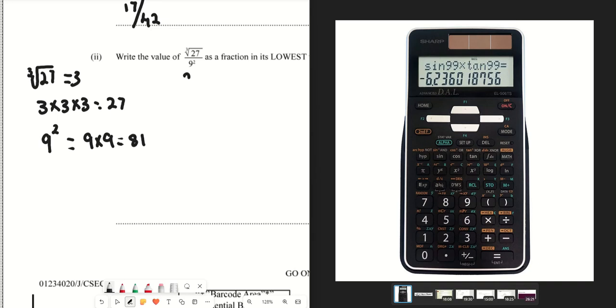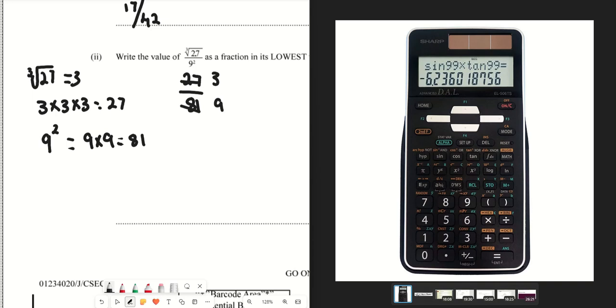So the question will be 27 over 81. And you ask yourself, what could go into 27 and what could go into 81? If you know your timetables, you would know 9 could go into 27 3 times, and 9 could go into 81 9 times.